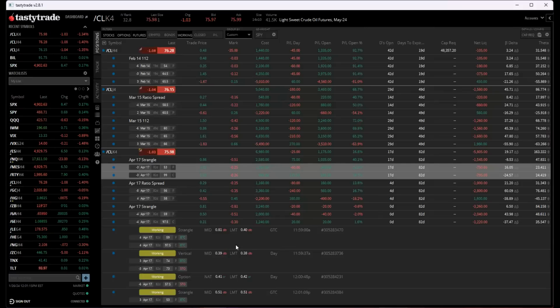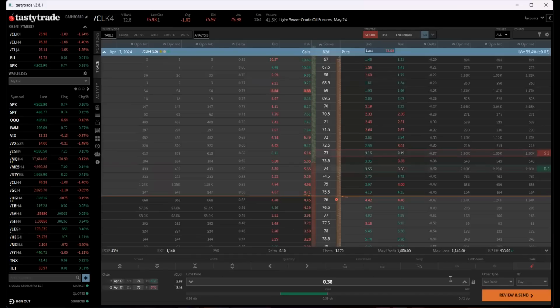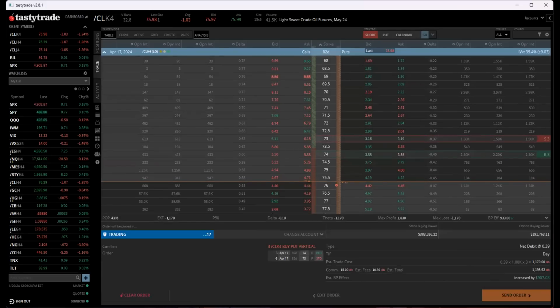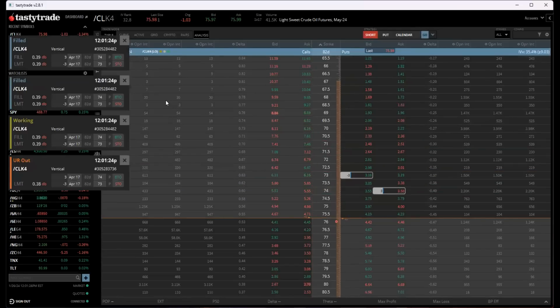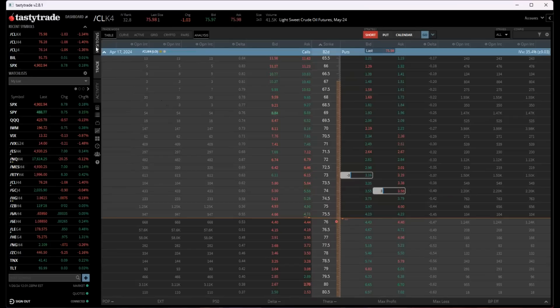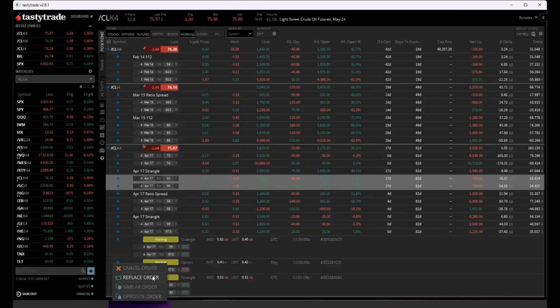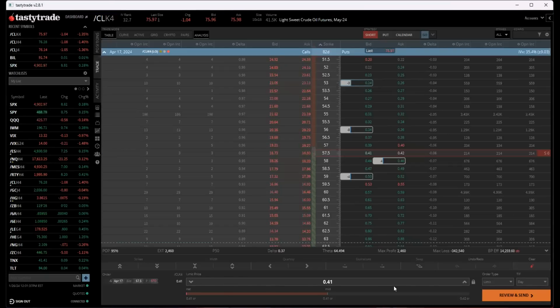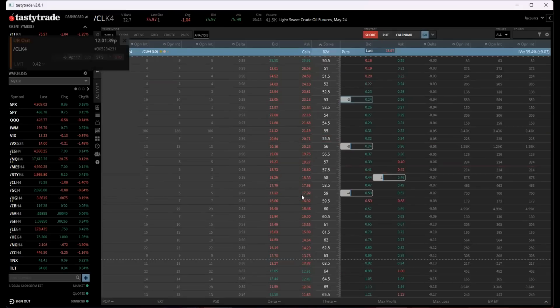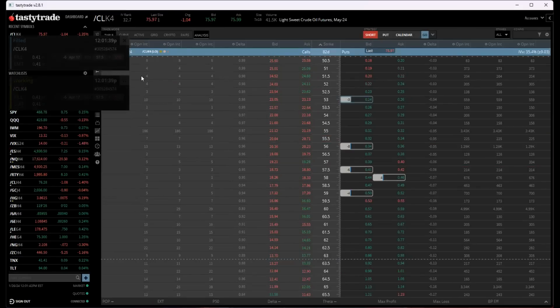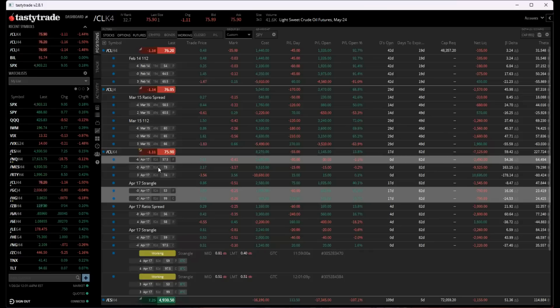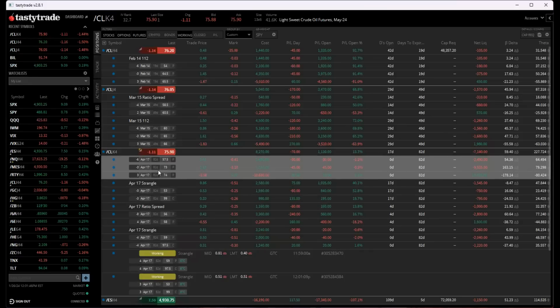Oil's having a nice little sell-off here. And then this put debit spread just doesn't want to get filled. So the put debit spread's filled. Now I'm just waiting for the naked puts to fill here. Let's just do it and be done. Okay, so this trade is now in the books as a new trade.